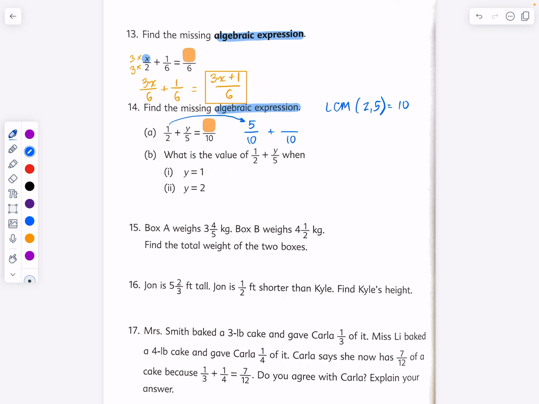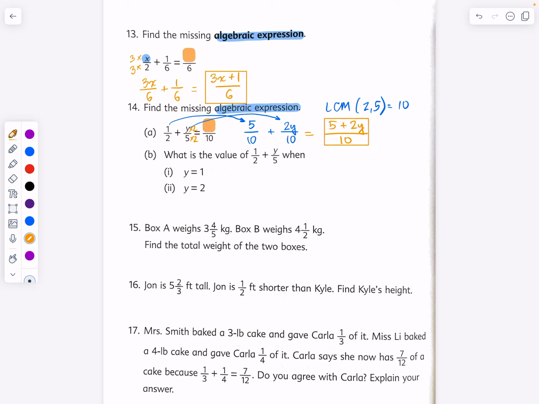What happens to y over 5? It is 2y over 10, because we multiply times 2 on the top and on the bottom. We doubled the numerator, we doubled the denominator. And the sum, out of 10 equal parts, is 5 plus 2y. Just like that.